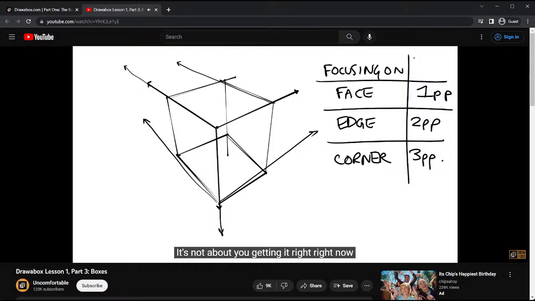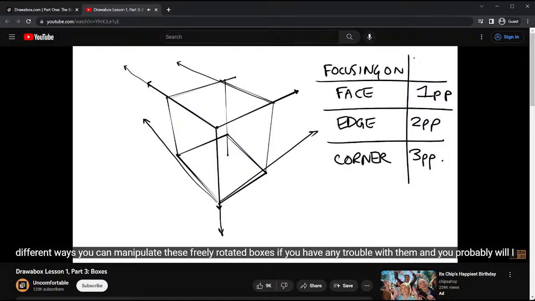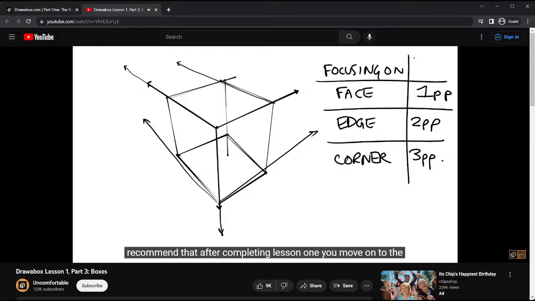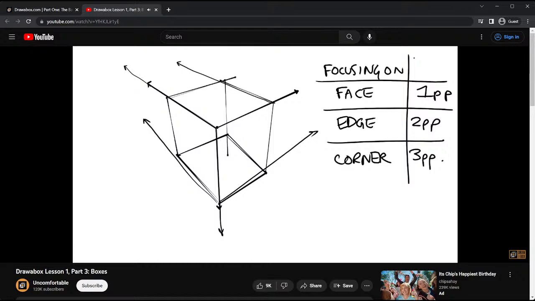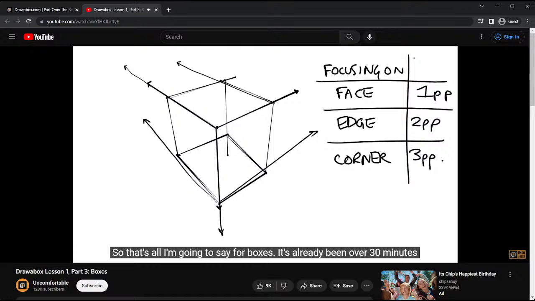It's not about you getting it right now. It's just these kinds of difficult spatial challenges that will get you thinking about different ways you can manipulate these freely rotated boxes. If you have any trouble with them, and you probably will, I recommend that after completing lesson 1, you move on to the 250 box exercise, where there are more techniques and more videos to help you in both figuring your way around these freely rotated boxes and also being able to check for mistakes and learn from them. So that's all I'm going to say for boxes.